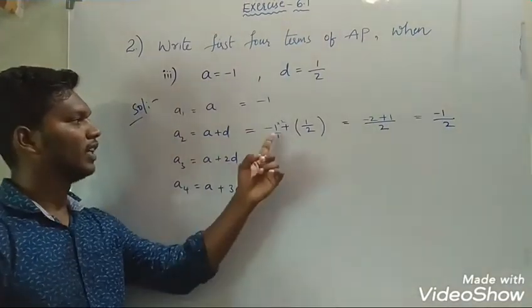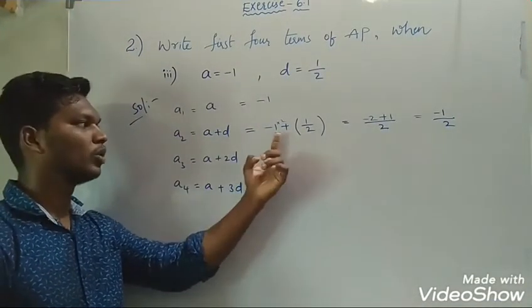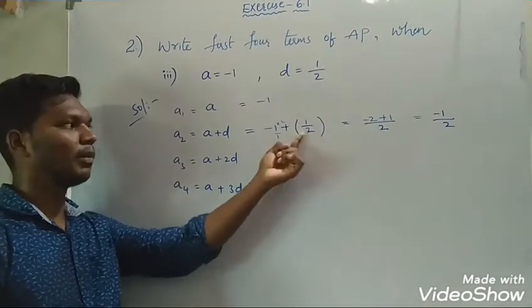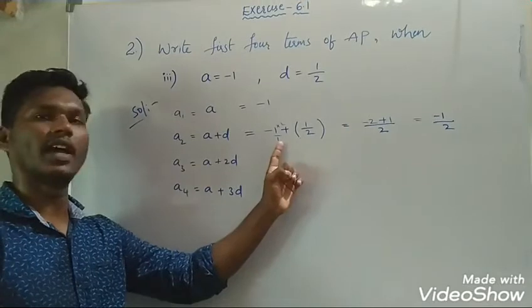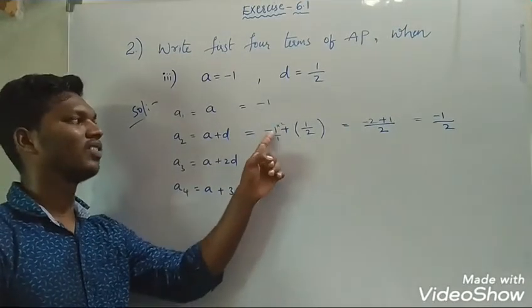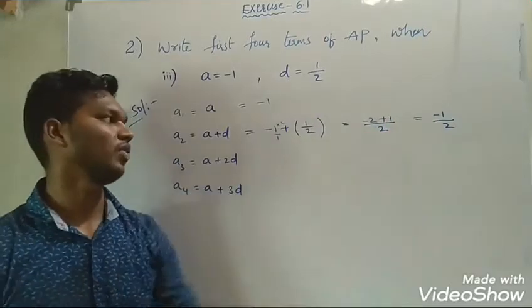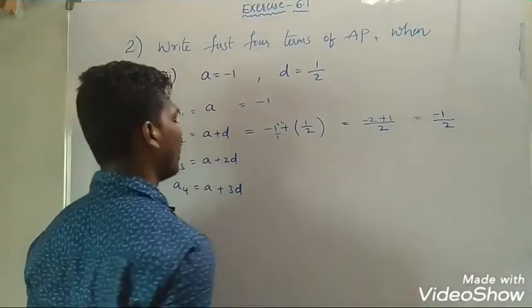Okay friends, see here, minus 1 plus 1 by 2. If nothing is there, the denominator is 1. So the LCM of 1 comma 2 is 2. In one table, 1 twos are 2, right? So minus 1 into 2 will be minus 2 plus 1. So minus 2 plus 1 will be minus 1. The denominator 2, I have written as it is.